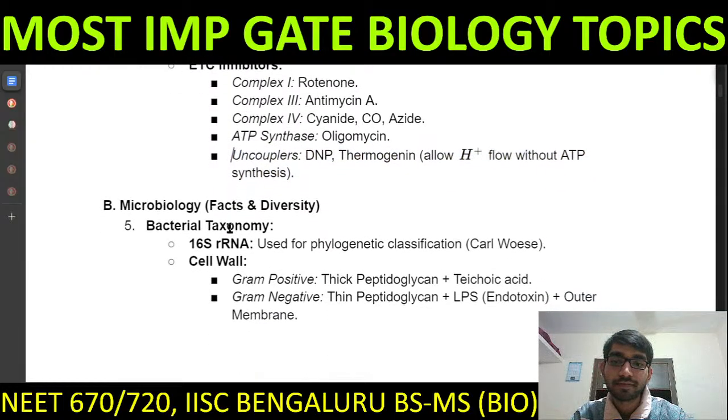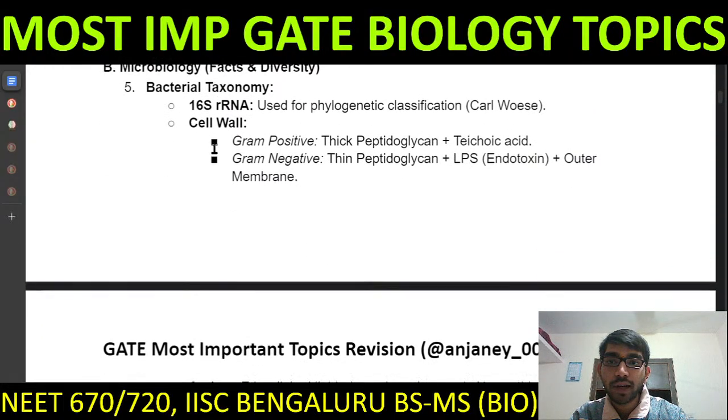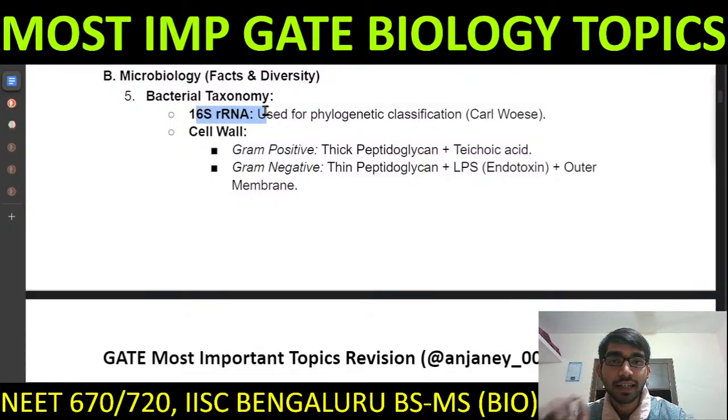broken. Now coming to microbiology, remember 16S rRNA. This is very important. 16S rRNA is used for phylogenetic classification, and this system was given by Carl Woese.